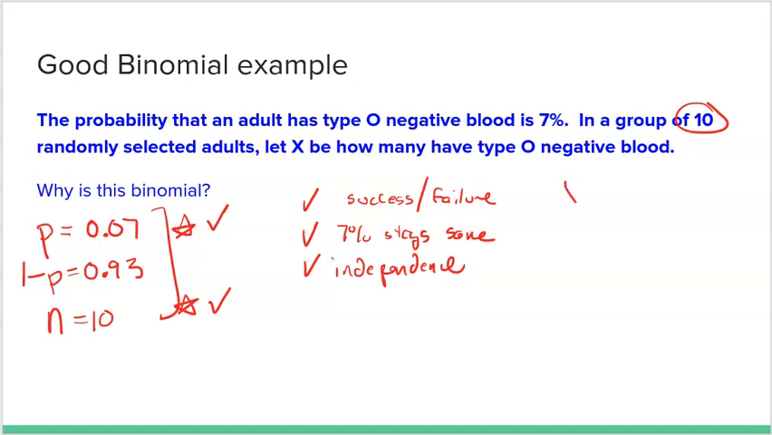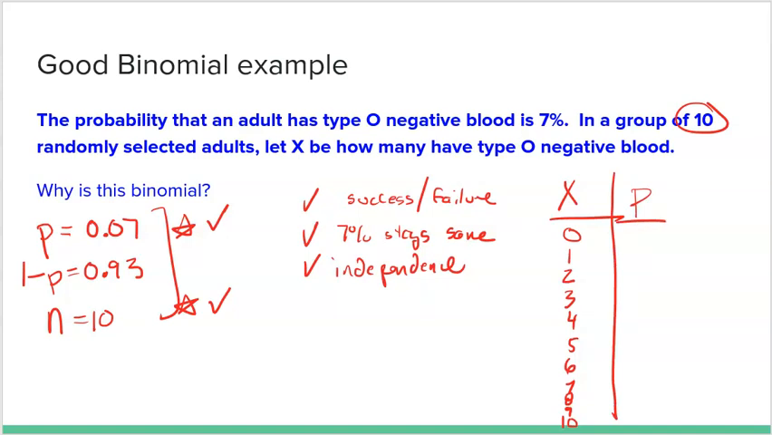I could actually make a list of all the outcomes. 0 people, 1, 2, 3, 4, 5, 6, 7, 8, 9, 10. Sorry, I ran out of room there. But there's a list of everything that can happen. And what we are going to examine a little bit later on in this video is how to find the probabilities of each of those. But first, we have to make sure that we know how to identify that something is binomial or not.